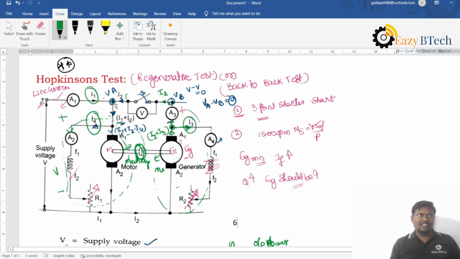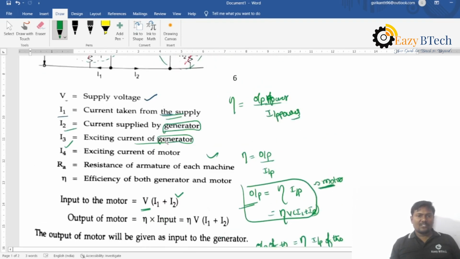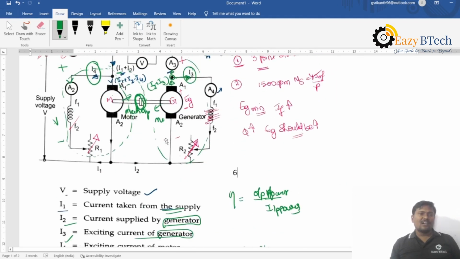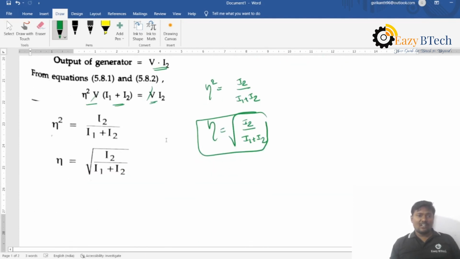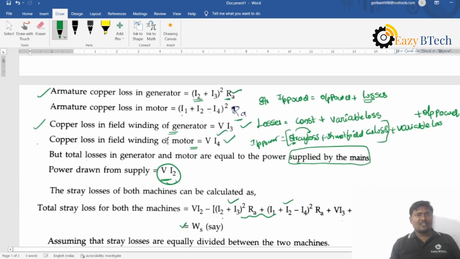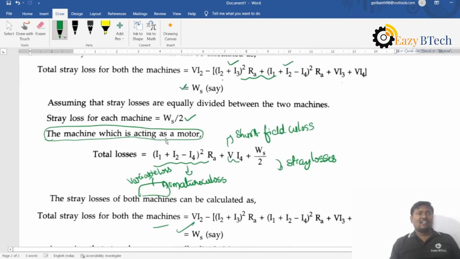If you apply KCL at this point, the current will be I1 plus I2, and this one is I4. The current which is divided as I1 plus I2 minus I4, and the current which flows through the shunt field winding of the generator is I3, and here it is the current I2. The armature current is now I2 plus I3. So first of all, indicate all the currents and find the armature copper loss, then the shunt field copper losses. Then you can find the stray losses. After that, stray losses for each machine you can also calculate. Then the total losses of the motor you can calculate.